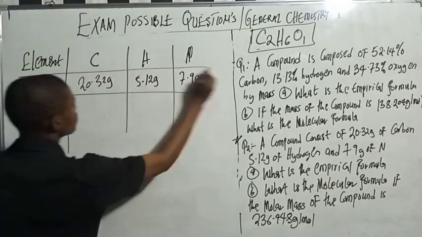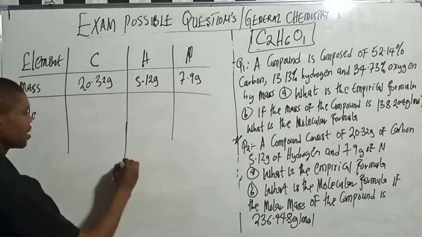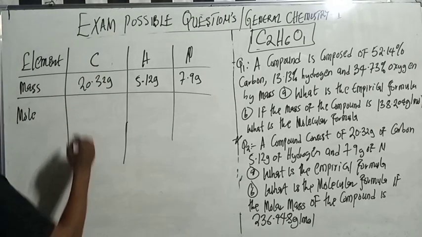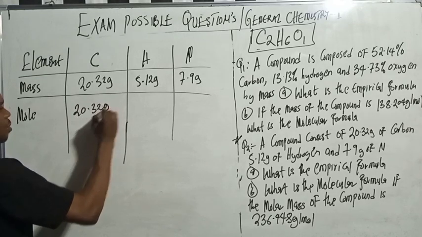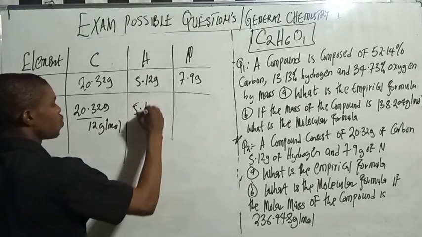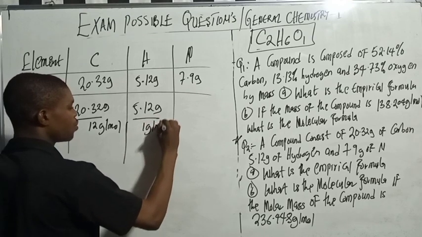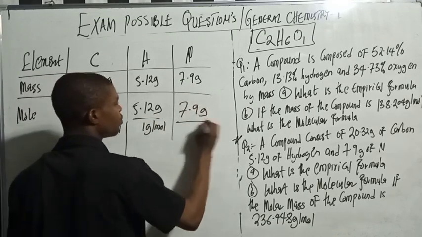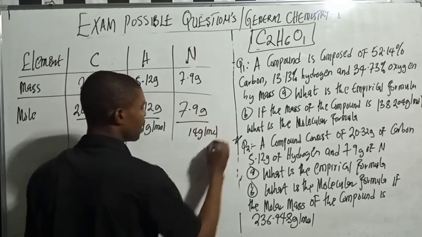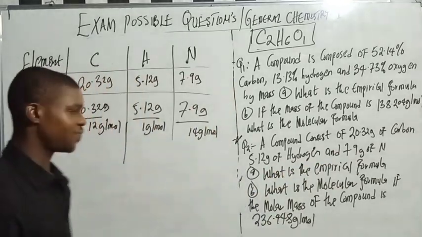The next thing to do now is get the mole. Remember, mole equals mass over molar mass. The atomic mass of carbon is 12, so it will be 20.32 gram over 12 gram per mole. Here, 5.12 gram over 1 gram per mole. Here we have 7.9 gram over, for nitrogen, 14 gram per mole. It's very important that you know the atomic mass of each of these elements.